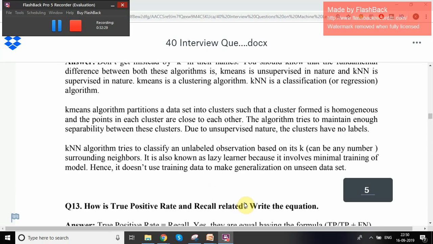See, the K-means algorithm partitions a data set into clusters such that the points within a cluster are homogeneous and close to each other, while the clusters remain separated. Due to the unsupervised nature, the clusters have no labels. The KNN algorithm tries to classify an unlabeled observation based on its surrounding neighbors, which can be any number. It is also called a lazy learner because it involves no training of models. Hence, it doesn't use any training data to make a generalization on the unseen data.